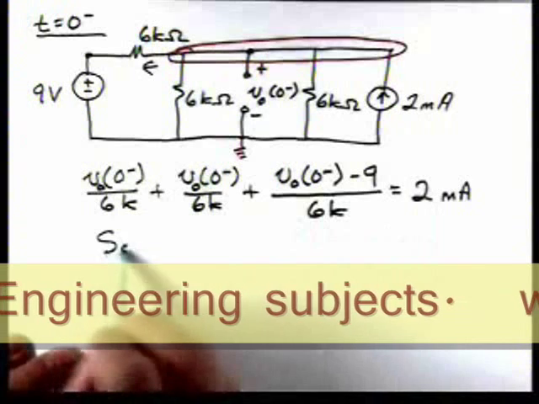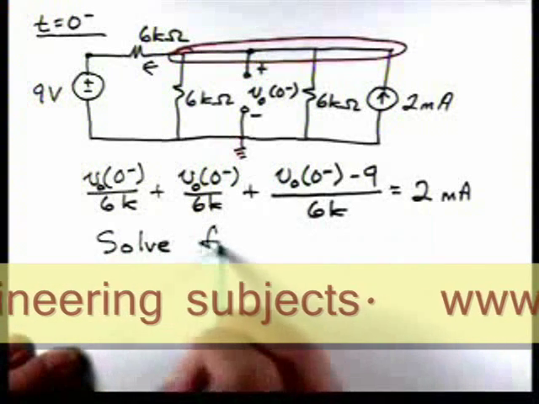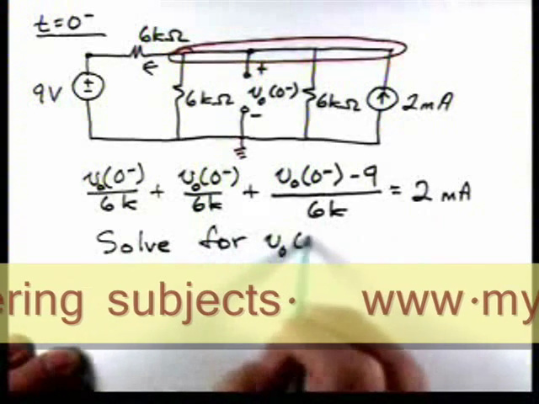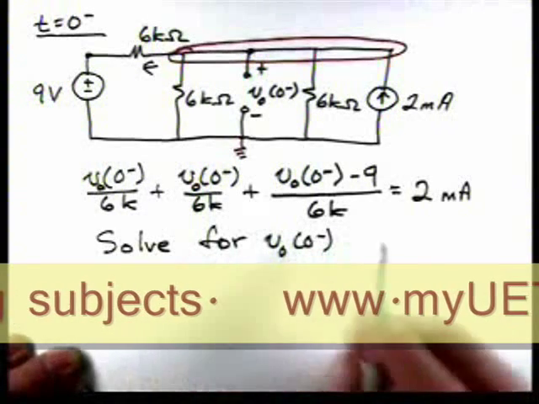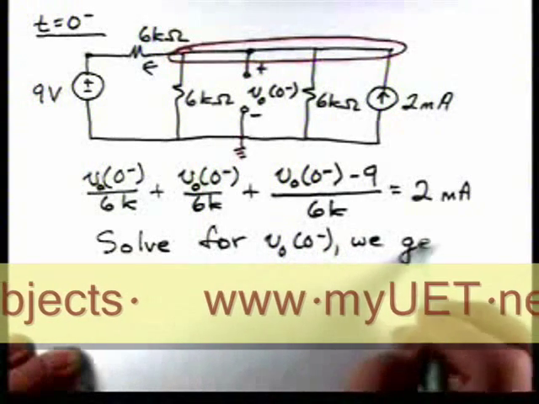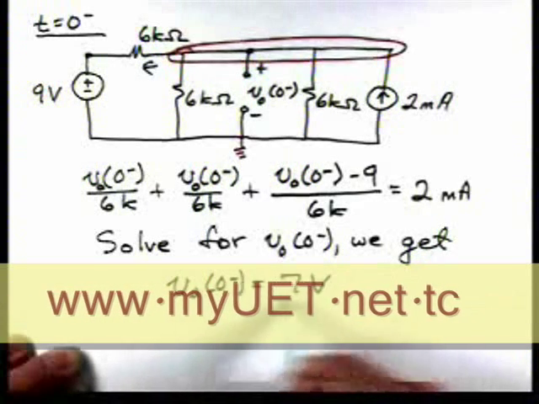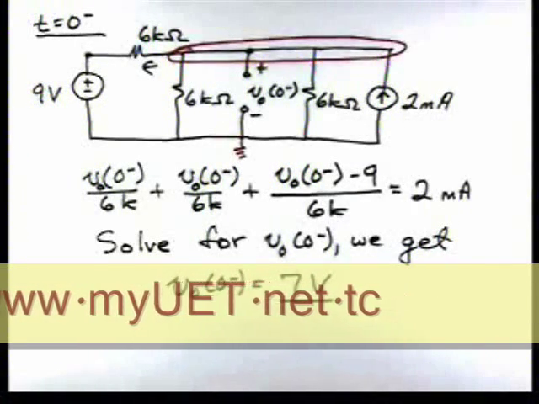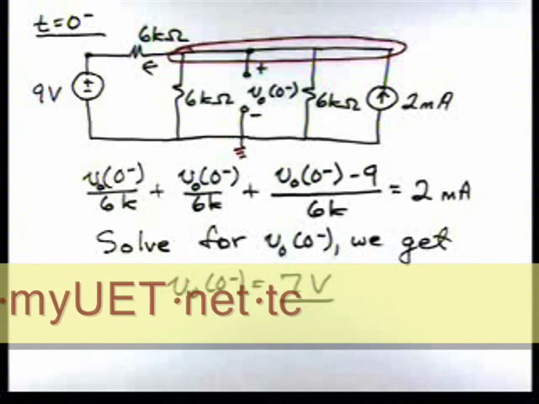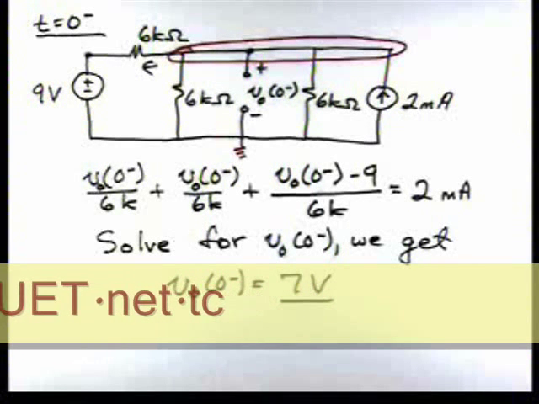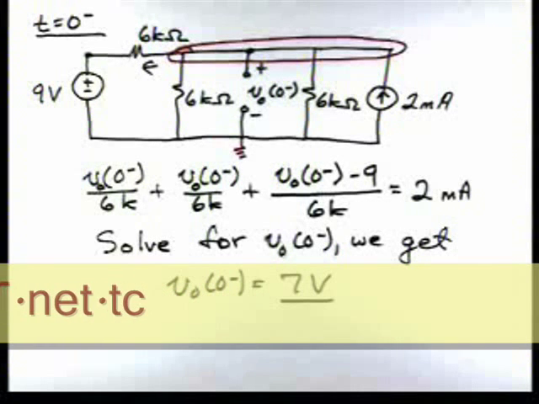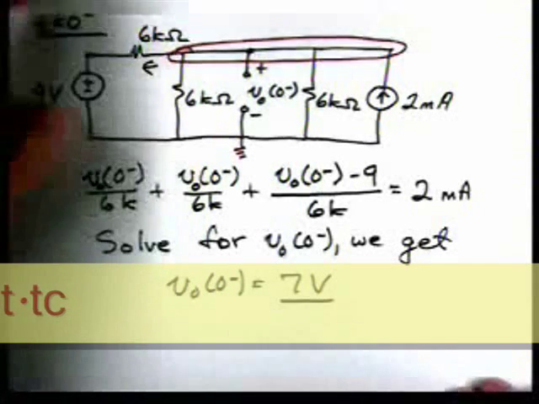And if we solve, we get V0 of 0 minus equal to 7 volts. So there's our initial value of our capacitor voltage. Now let's draw the circuit for t greater than 0.